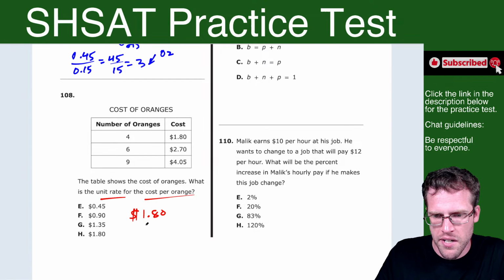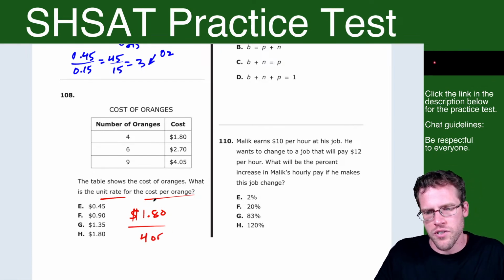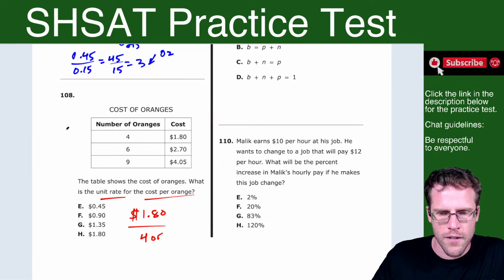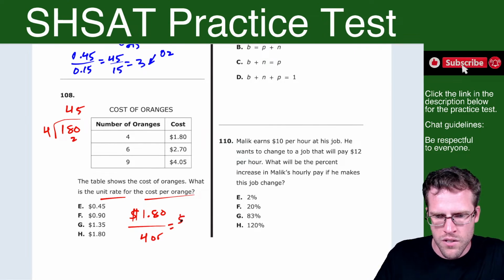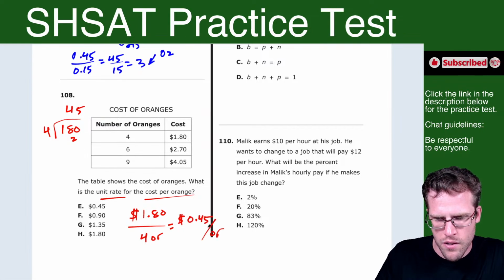So $1.80 for 4 oranges will tell you how many dollars it is per orange. So I would do 180 over 4 on the side. 4 goes into 18 4 times, remainder 2, and then 5 times, so 45 cents. So it is 45 cents per orange. That is the unit rate.